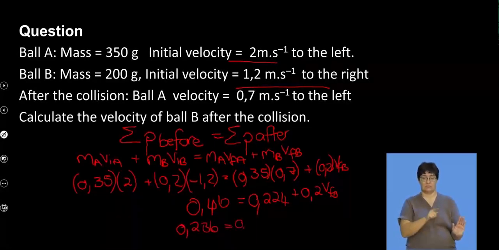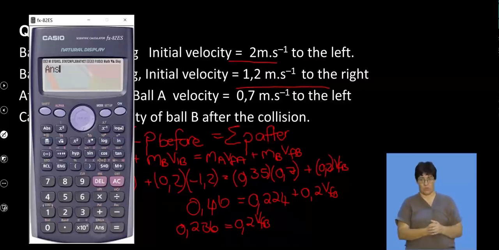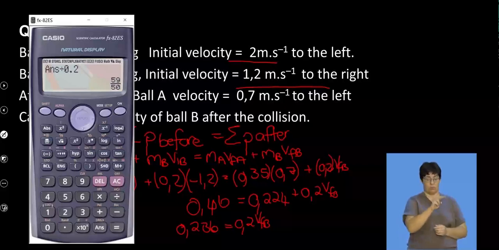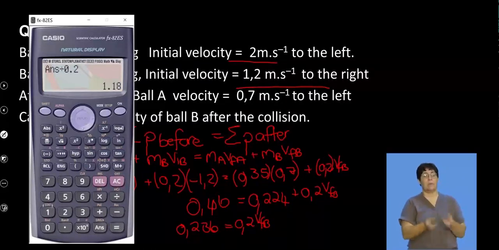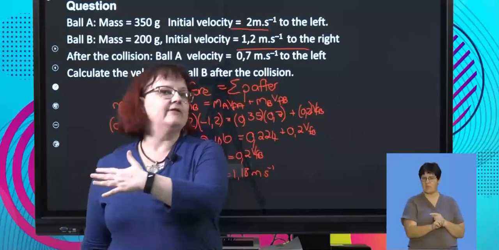That's equal to 0.2 times the velocity of B. So now I divide by 0.2 on both sides, so I can keep that answer. And I'm going to divide by 0.2, and I get 1.18. And it's positive, okay, which I knew was going to happen because when we discussed this, it made sense to me that it would keep going to the left.